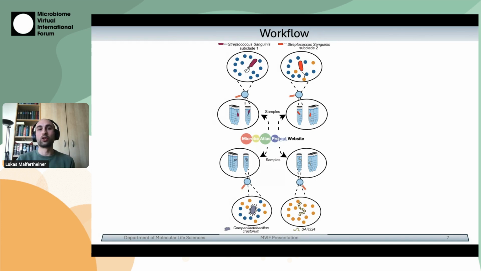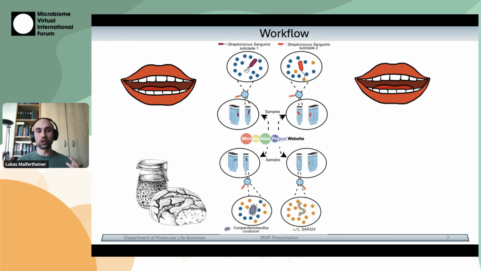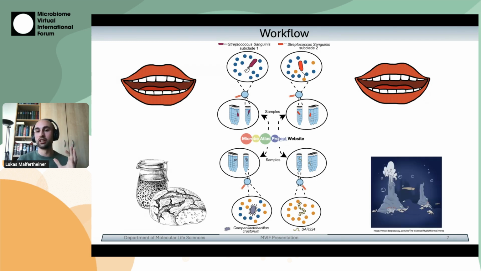We're looking at two Streptococcus sanguinis subclades. They are very closely related, belong to the same species, and are found in the oral microbiome. So we would expect their communities to be very, very similar to one another. On the other hand, we have Campylobacillus clostridium, which is a generalist species, also sometimes found in the mouth, but generally, or was first detected in yeast, and belongs to the same family, so also the Bacillota. And then as a last species, we have SAR-324, a very cryptic bacterium that's found in the deep sea ocean hydrothermal vents.